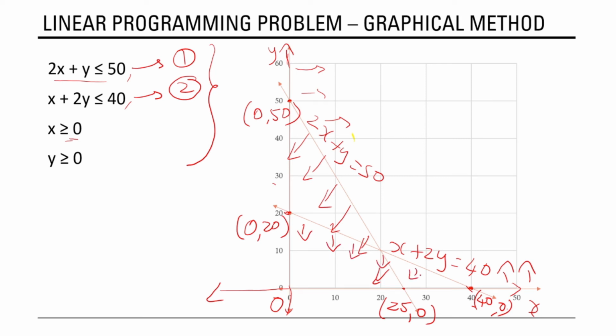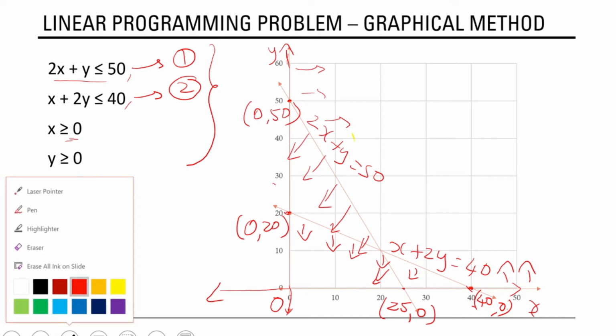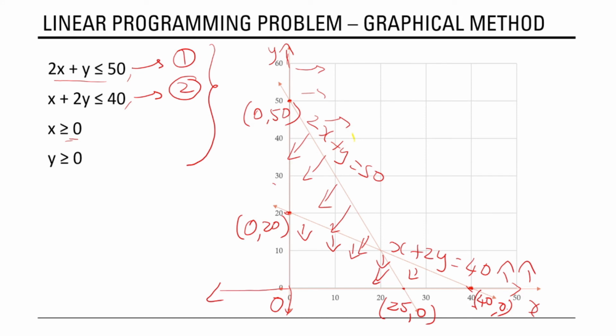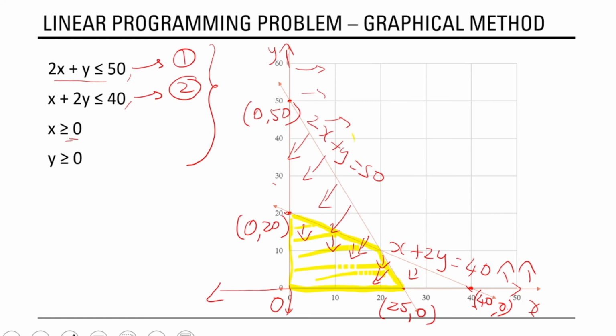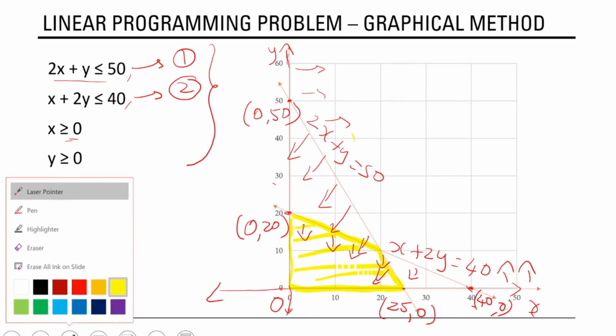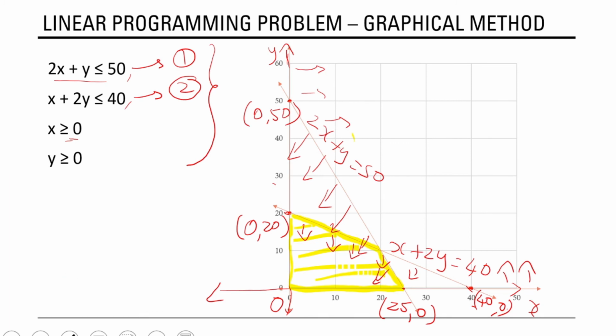So the region which is common to all these constraints includes this part. So this is the region where all the constraints are satisfied. Now it is important for us to find the point of intersection of these two lines. That is this point. This point we have to find.